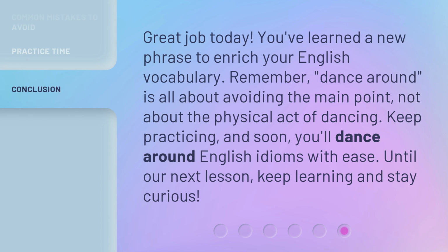Great job today! You've learned a new phrase to enrich your English vocabulary. Remember, dance around is all about avoiding the main point, not about the physical act of dancing. Keep practicing, and soon, you'll dance around English idioms with ease.